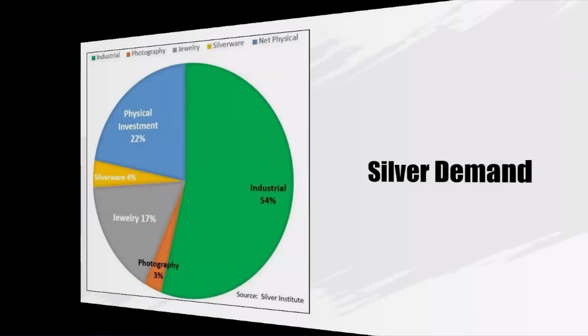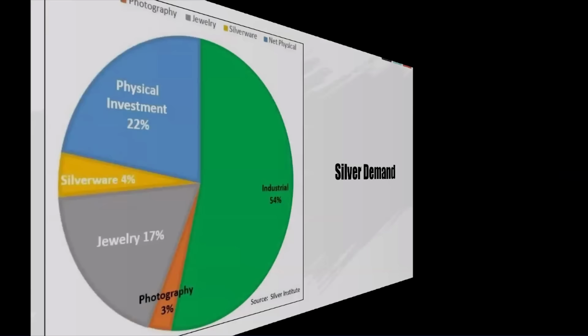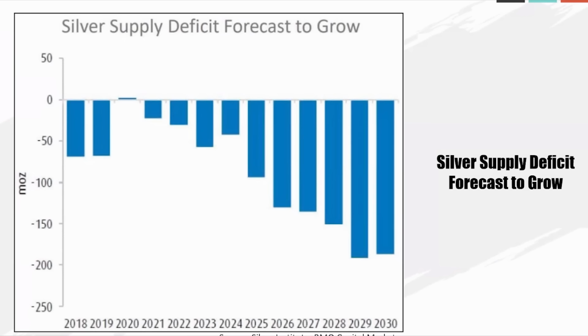So silver demand, I think we all know this. Industrial demand is over half the market. Jewelry remains steady. Photography is nowhere. Silverware is a small slice, continues. And physical investment these last few years has been rather significant. If you go back a decade or so, you might see 10% of the market was in physical investment. So certainly with the ETFs and with the awareness of silver throughout the world now, you see a lot more physical investment.